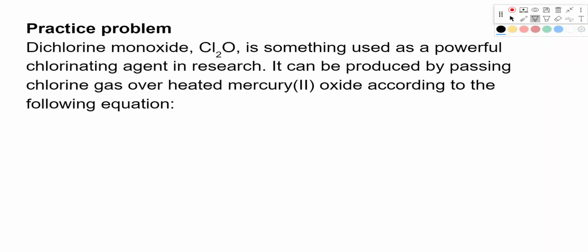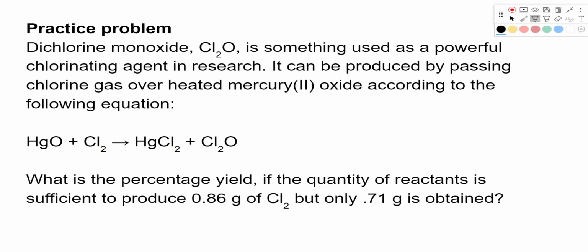Here's our practice problem. Dichlorine monoxide, which is Cl2O, is sometimes used as a powerful chlorinating agent. It can be produced by passing chlorine gas over heated mercury 2 oxide using this equation. What is the percentage yield if the quantity of reactants is sufficient to produce 0.86 grams of Cl2O but it only produces 0.71 grams?